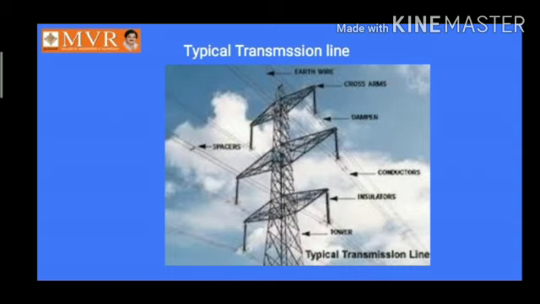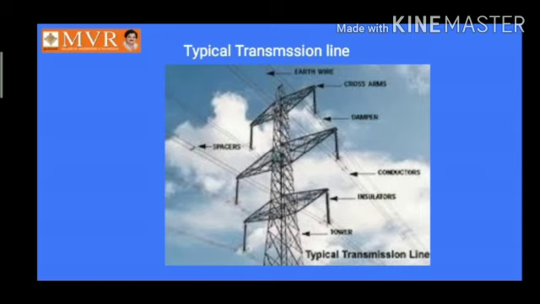As we see, there are a number of towers nearby the roads. The transmission line contains a tower, which is supported by cross arms. Cross arms are supported by the towers, and cross arms are handling the insulators. Insulators are carrying or supporting the conductors.